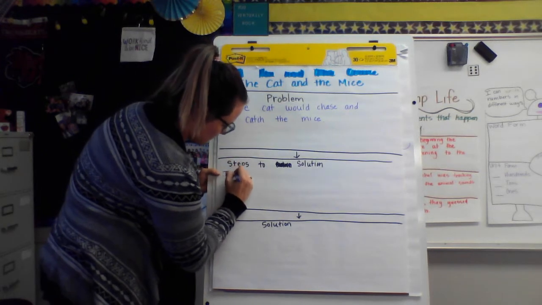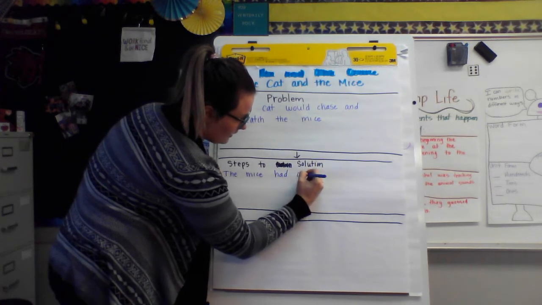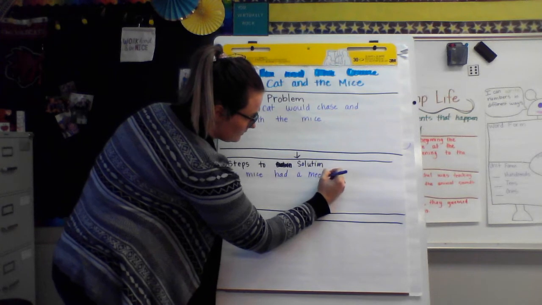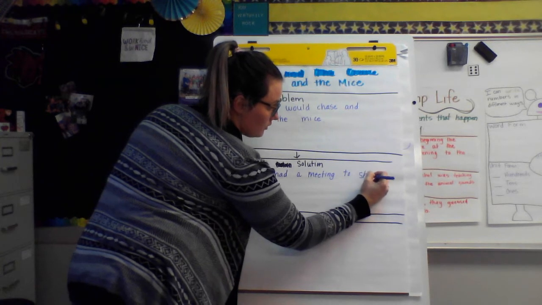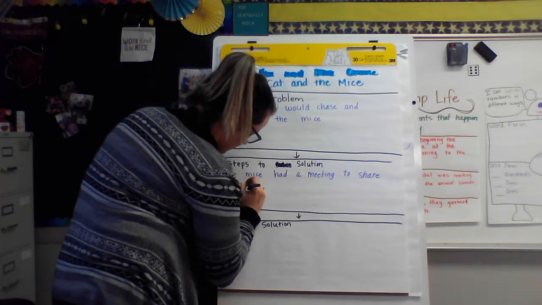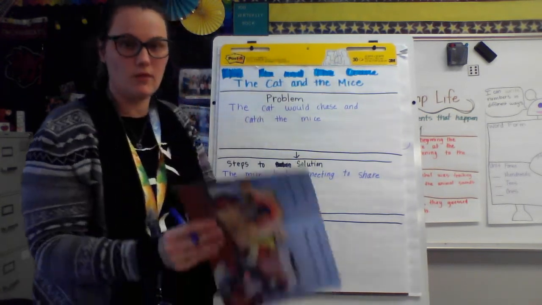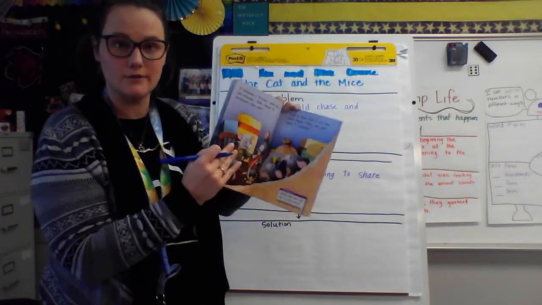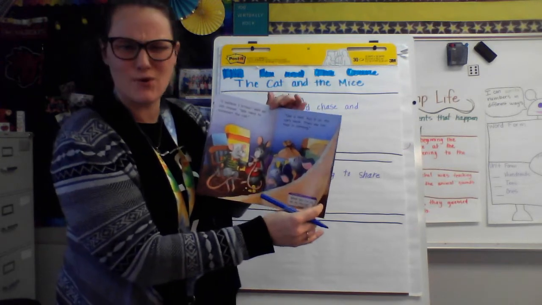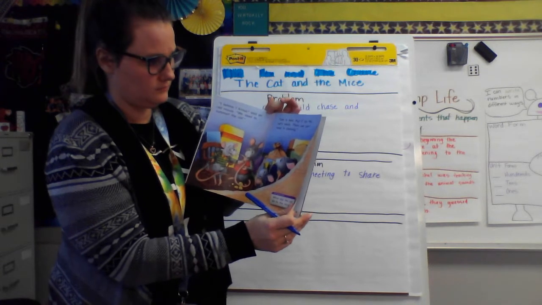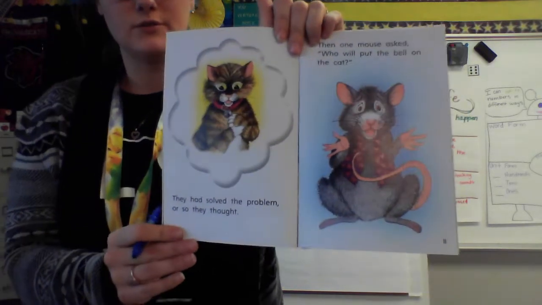The mice had a meeting to share ideas, and what was their final solution? What do you think? What did they need to do to outsmart that mean old kitty? What's their solution?